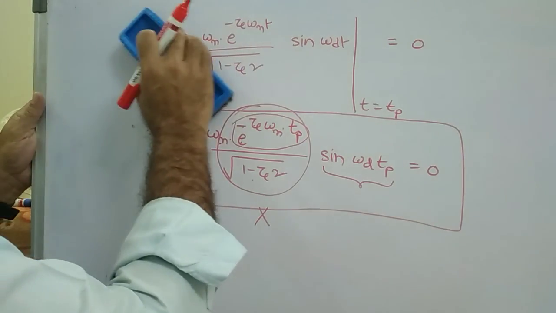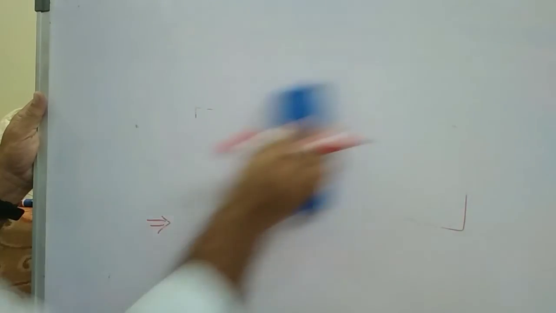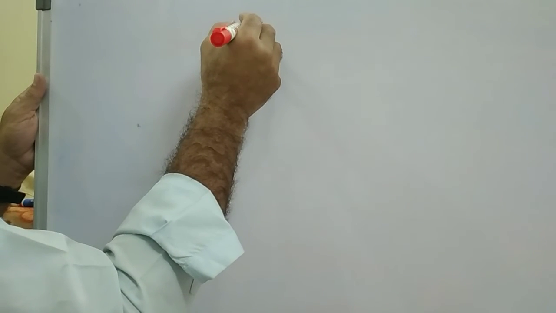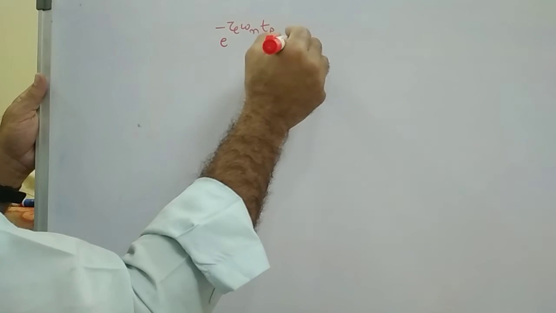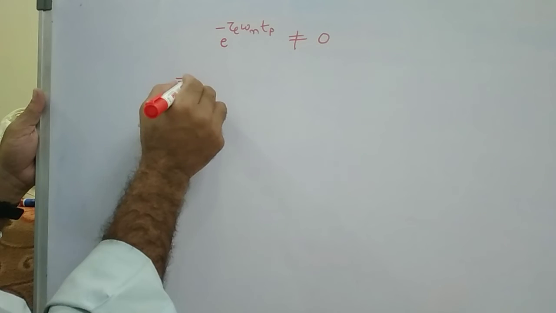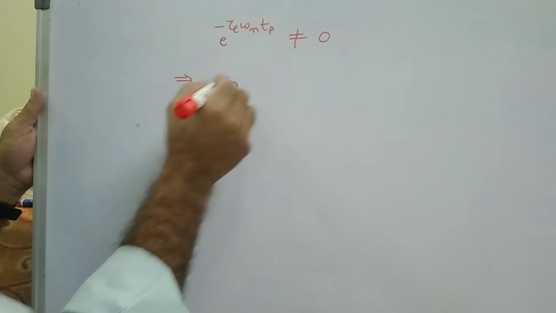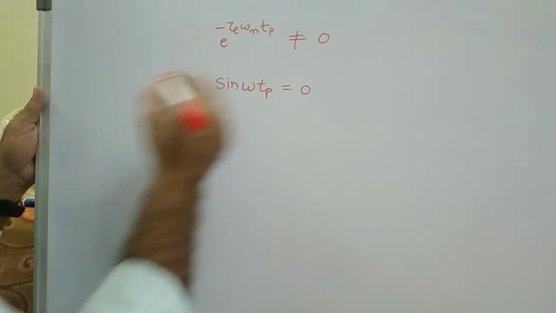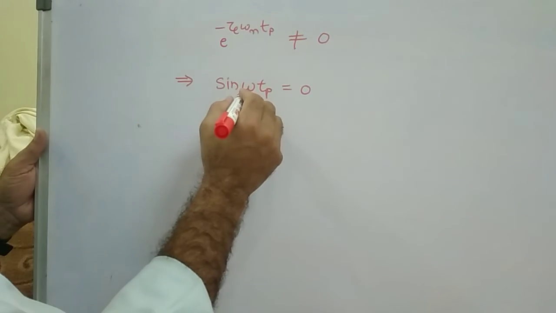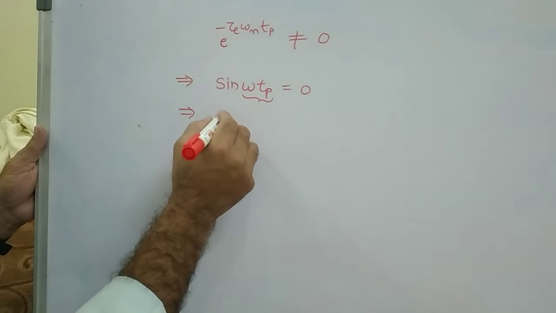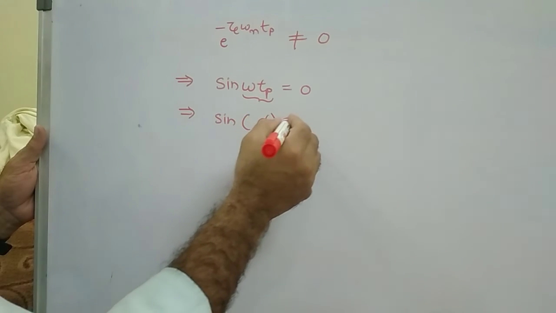What is the meaning of it? The exponential term, e power minus zeta omega n tp, should not become 0. And then what is the other possibility? That is sine of omega into tp. This should equal 0. You can write this as sine phi equal to 0, no problem.